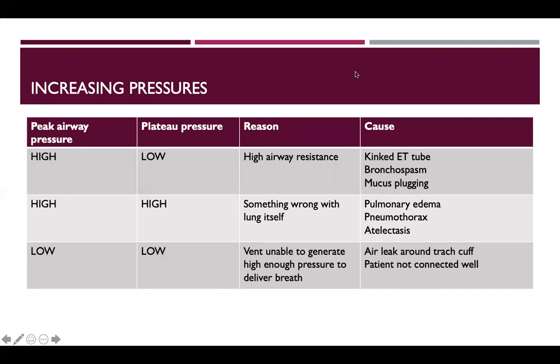Okay, so this table is just a summary of the last two. So the first one, what could it be? Something wrong with the actual airway. The second one, something actually wrong with your lung parenchyma. And what I didn't show a picture of was just if both of them are low. So this is just when the vent can't actually generate a high enough pressure to actually deliver a breath effectively. That could be the patient not connecting well, there's an air leak around somewhere. So that's just the third possibility of pressure.